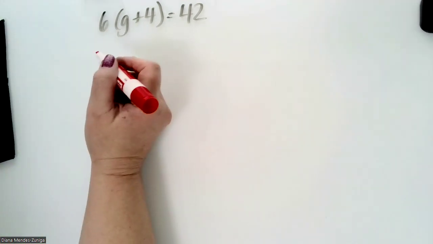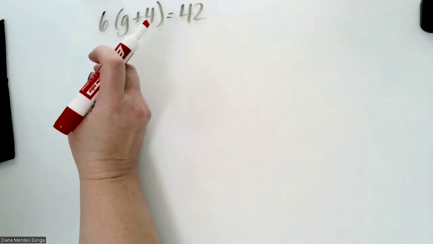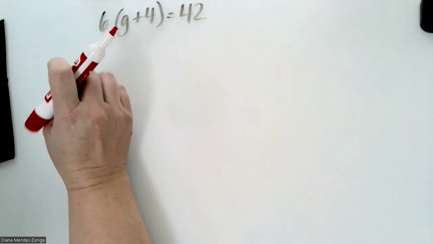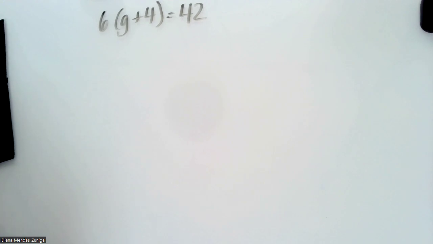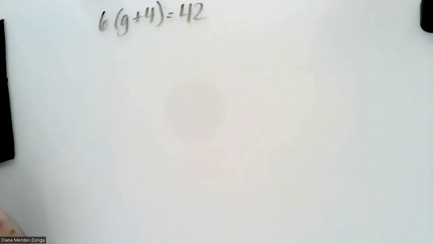So in our steps, we know that step one is going to be to distribute. Step two will be to combine like terms. And step three will be to isolate the variable. And then we just keep repeating step three until we get down to something like G equals a number. Okay, so we'll keep repeating that isolate the variable as many times as we need to get down to G equals a number.